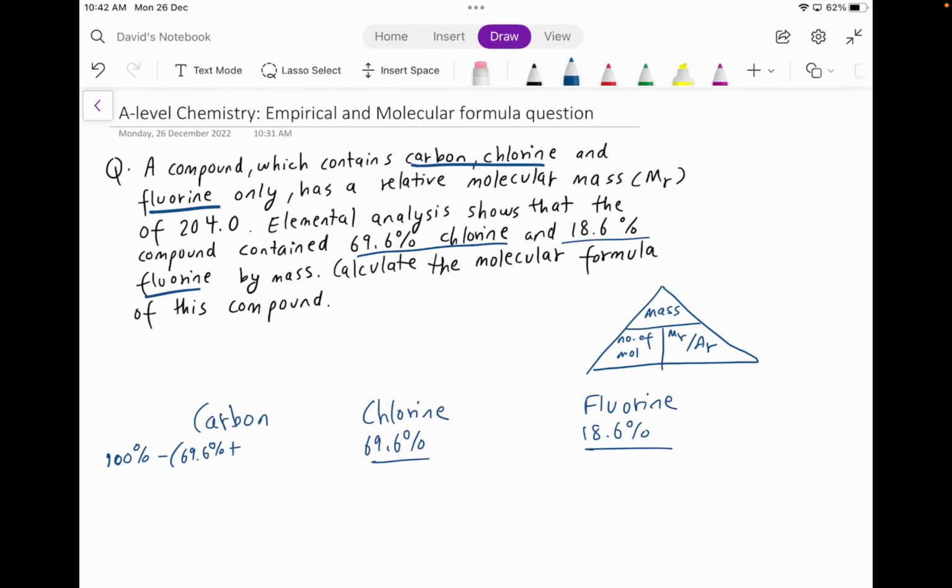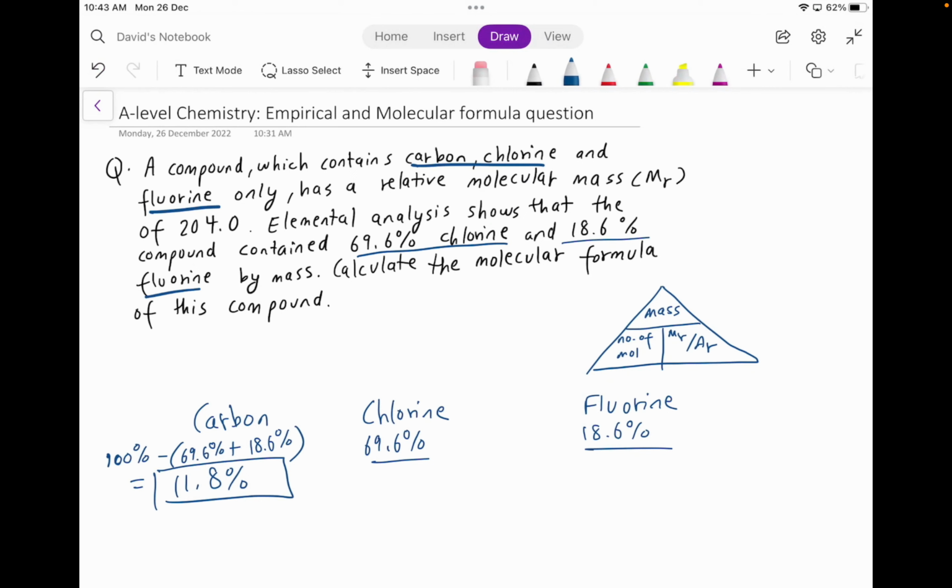69.6% plus 18.6%. Now you don't need to put the percentage signs in your working. You can just leave it as numbers. You can just do 100 minus 69.6 plus 18.6. Now this is going to give you a value of about 11.8%. So we have found out that the percentage the compound contains of carbon is 11.8%.